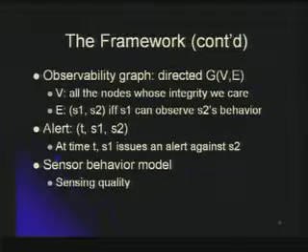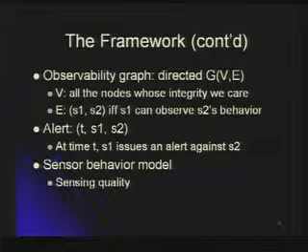Okay. So here are the basic components of the proposed framework. First, we have the observability graph. This pretty much represents the relationship between the sensor nodes: who can observe whose activity. V is a set of nodes whose integrity we care about. We may not care about every node's integrity, we may just care about a subset of them. And there is an edge from S1 to S2 if and only if S1 can observe the behavior of S2, and S1 may issue an alert against S2 sometimes.